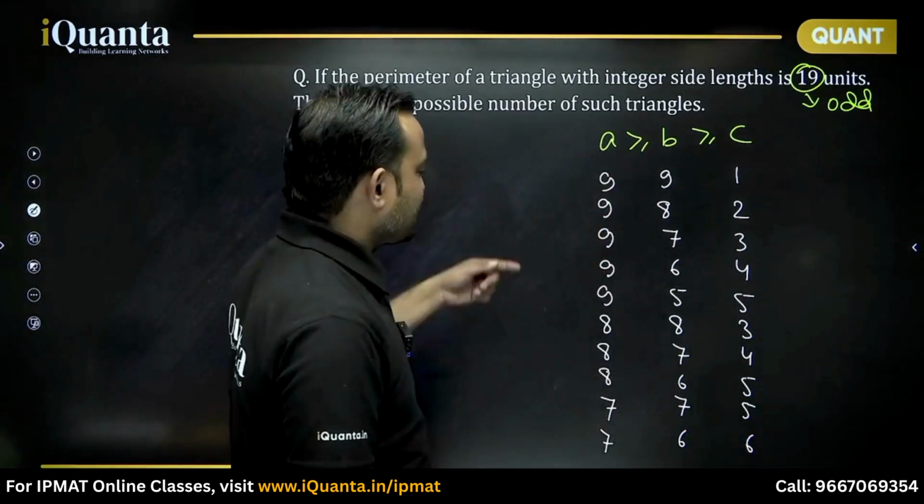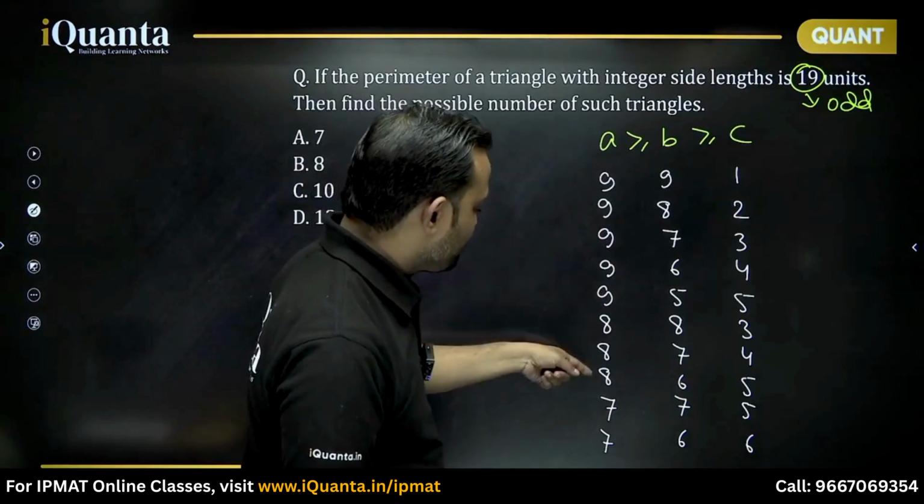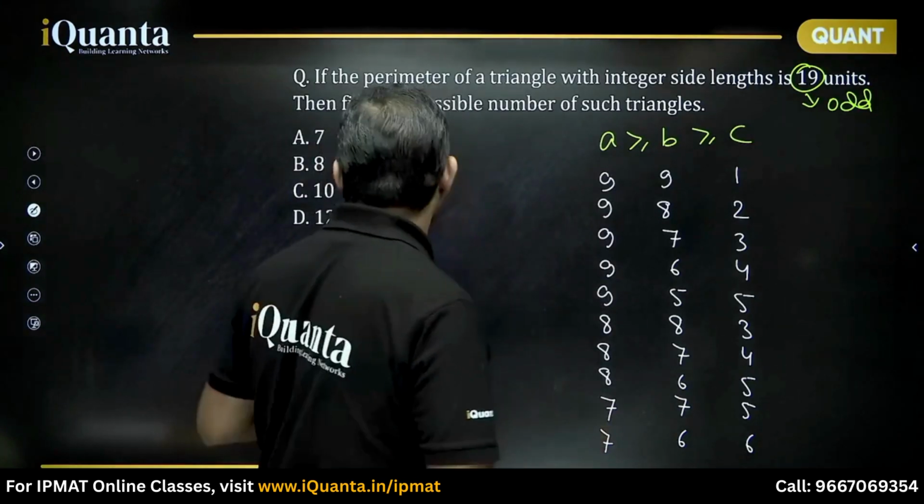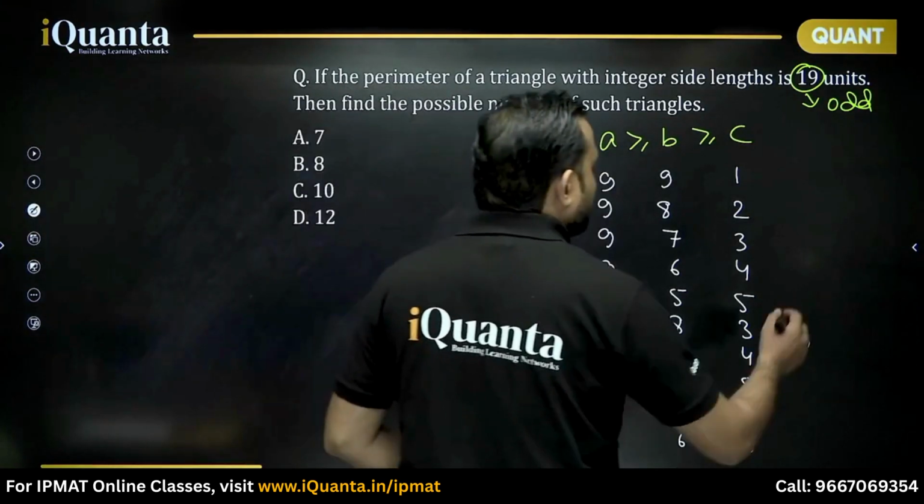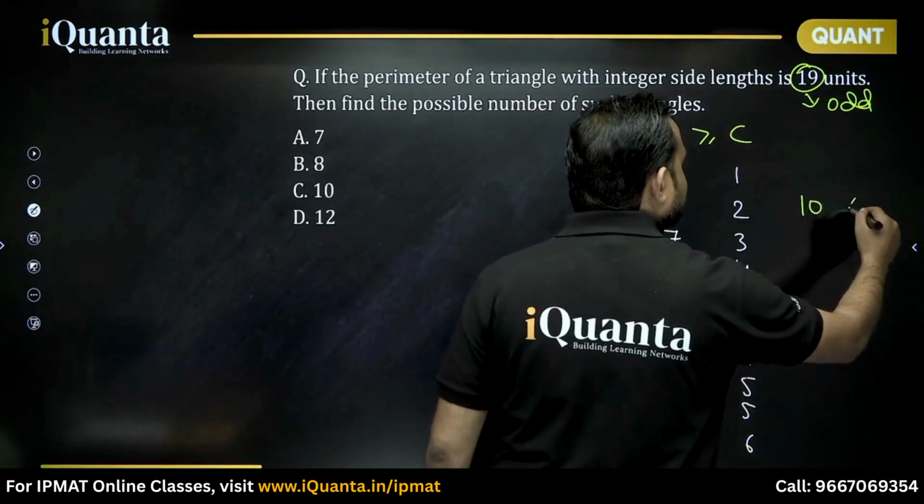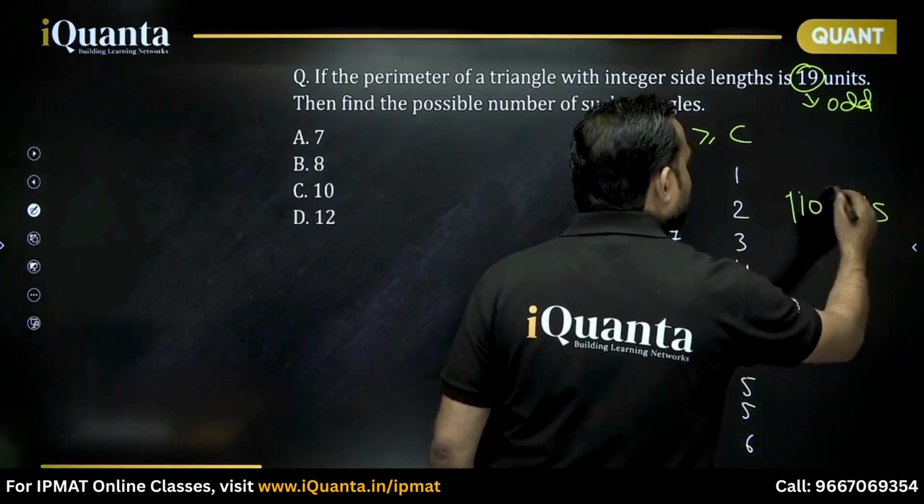How many such triangles are possible? 4, 4, 2. Total 10 such triangles are possible.